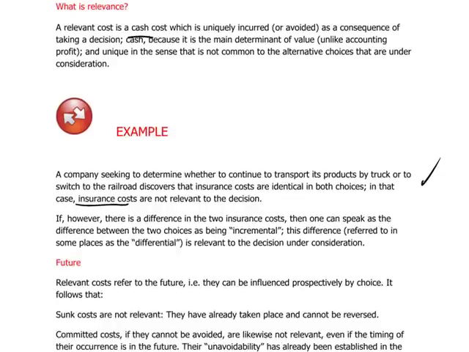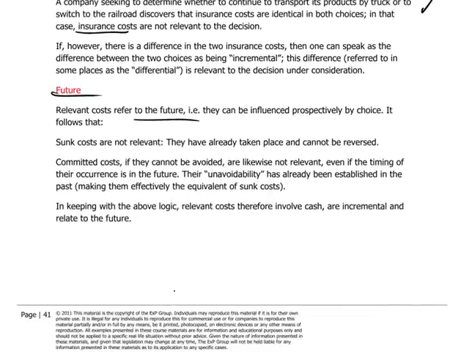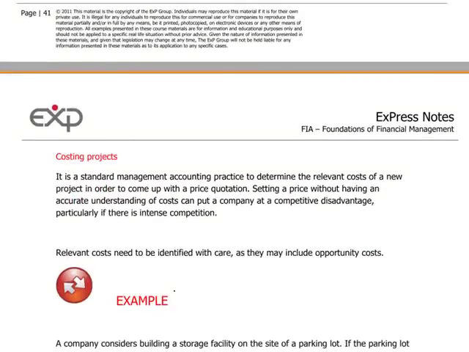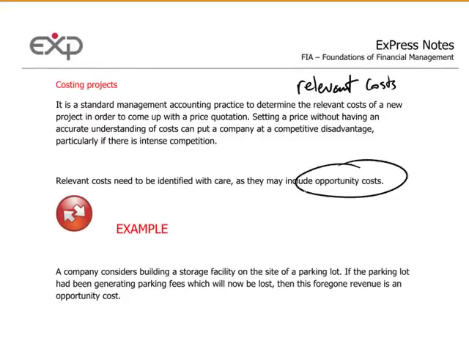Relevant costs are future-oriented. This is the essence of managerial decision-making. We're not describing the past. We're using data from the past in order to anticipate how things could change in the future. Costing projects, for example, requires the use of relevant costs in order to do them properly. We have to remember to take into account as well opportunity costs. That concept is also extremely important in the relevant cost determination.